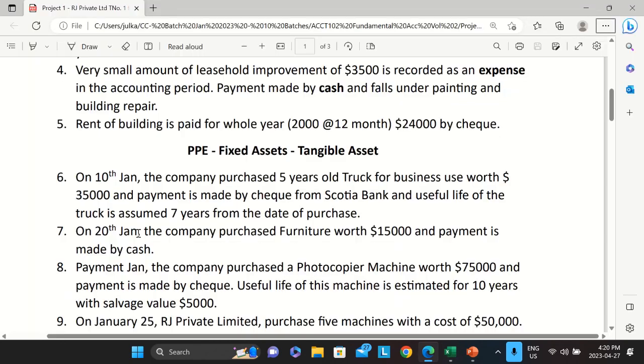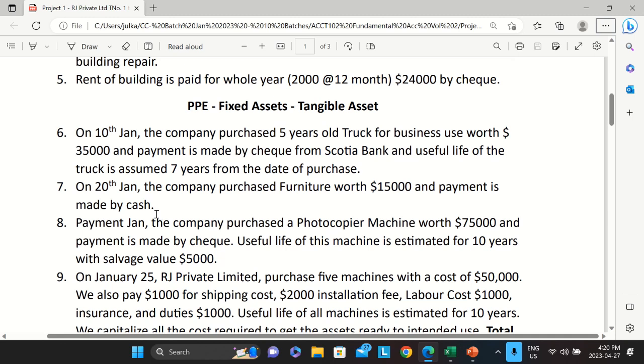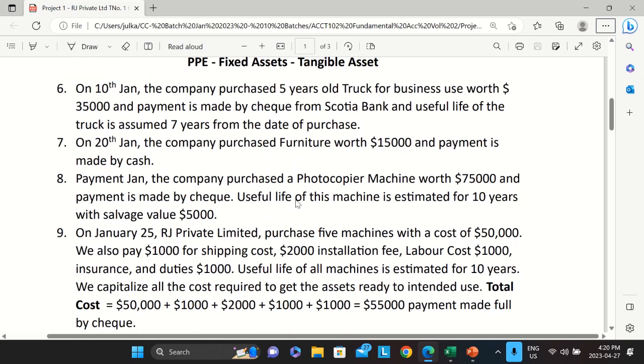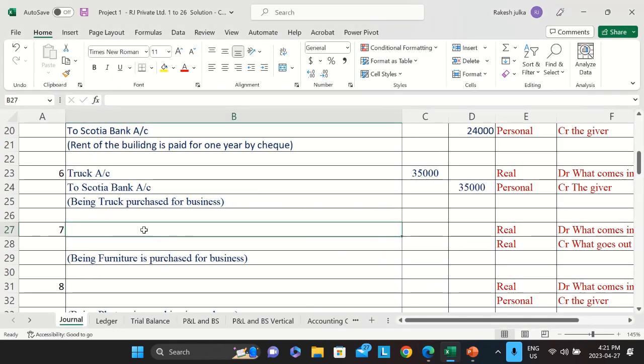Okay, so next transaction is on 20th of January. The company purchased furniture worth $15,000 and the payment is made by check. It means furniture account debit to cash. Very simple, straightforward, right? So furniture account debit to cash. I'm just going to write here furniture account debit to cash. Right.